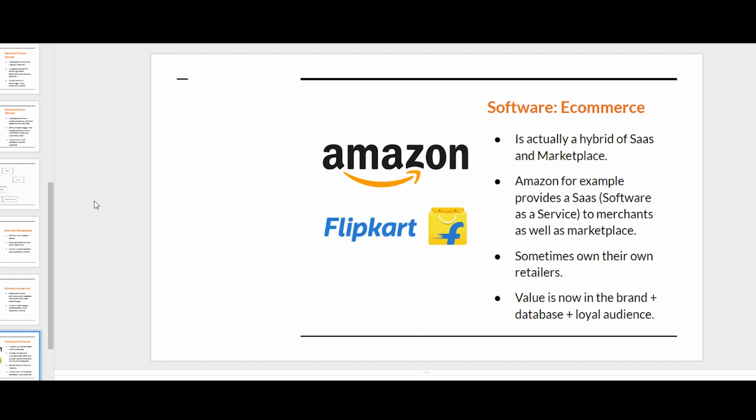Whereas in Amazon's case, they've got Cloudtail, which makes it easier for them to sell their own products to customers. Amazon, for instance, has things like the Amazon Echo or Amazon Fire Stick, which are products that Amazon makes by itself and sells on its own platform. The value is in the brand, the database, and the loyal audience.